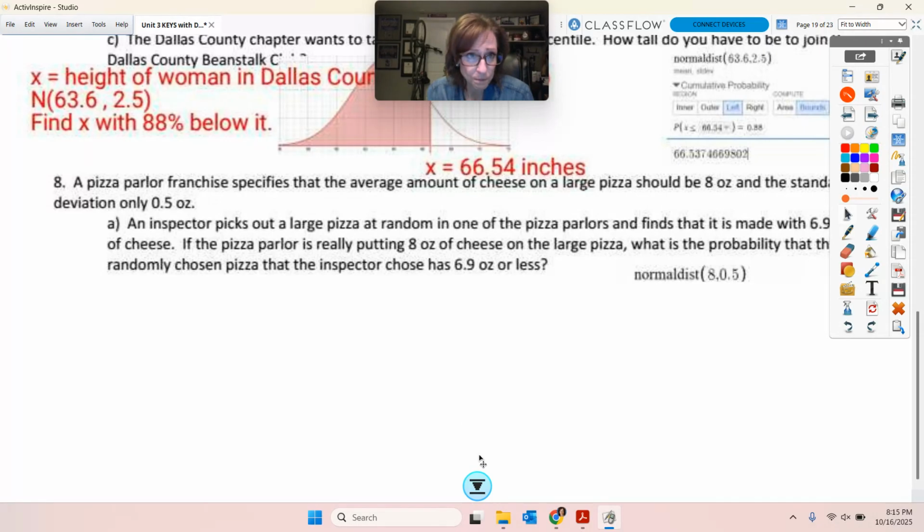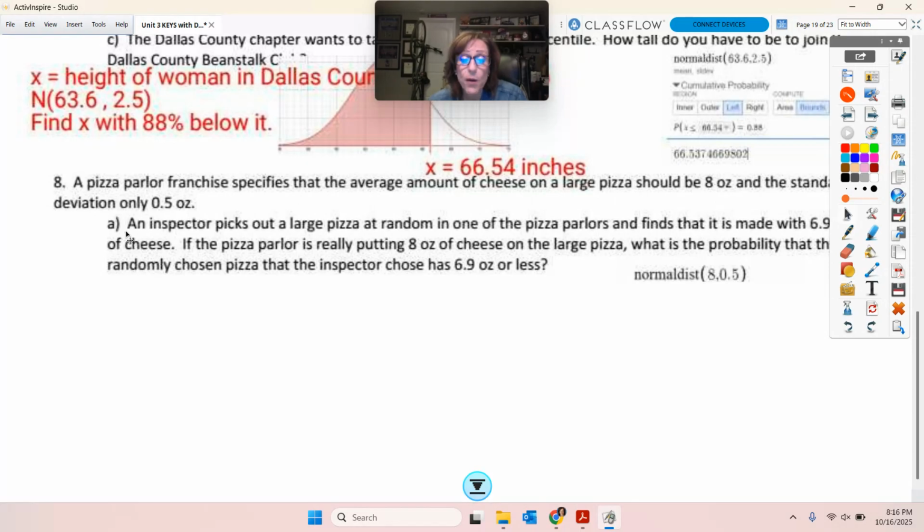So here we go. So we have a pizza parlor. They are required to have a certain amount of cheese. You don't want to have too much or too little, and so there are some requirements. So they know, on average, there should be 8 ounces of cheese on a large pizza with a standard deviation of ½ of an ounce. All right. So here we go. First one, an inspector picks out a large pizza at random in one of the franchises, in one of the pizza parlors they have, and they find that it is made with 6.9 ounces of cheese. Okay, so that's underweight, so they're kind of gypping the customers on that.